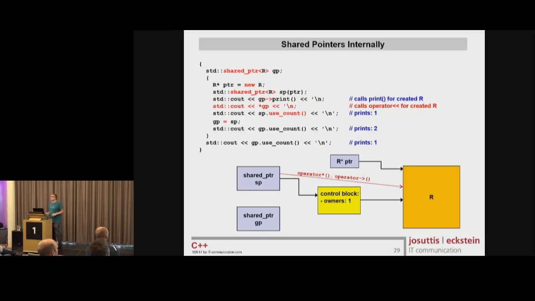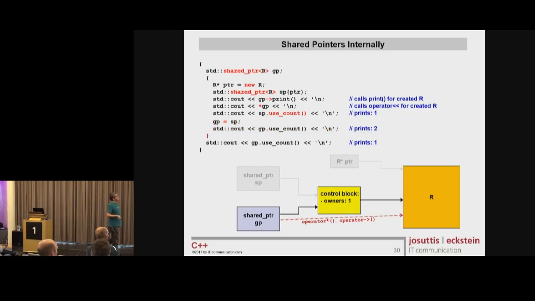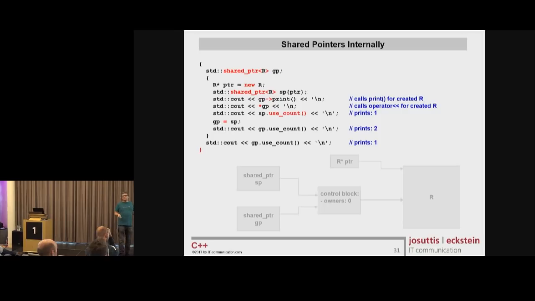So far, so good. So if we assign this object to another shared pointer, like here, the other shared pointer can also access the element, and the owner counter goes to 2. If we leave the inner scope, we only have the outer scope pointer left, and if we leave that, we delete the object. So far, so good. That's the basic principle of a shared pointer.